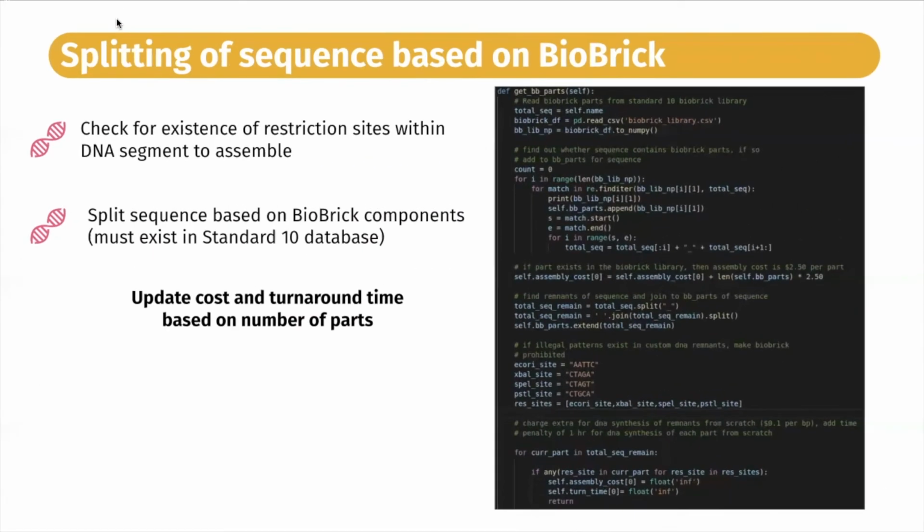So now we're going to talk about how we split the DNA sequence that is given based on the DNA assembly method. And by doing so, we could then update the cost and the turnaround time for each assembly method.